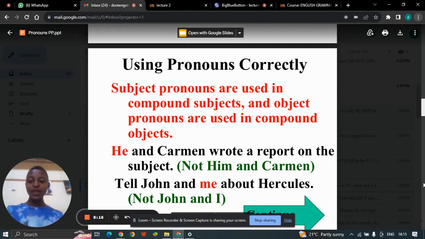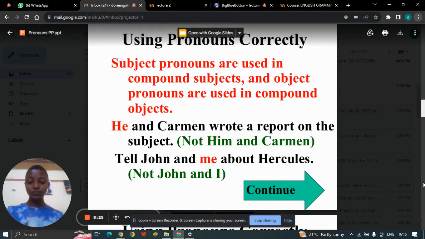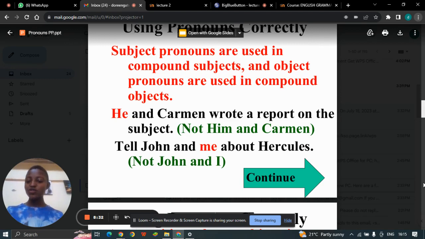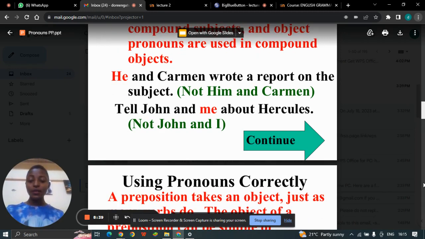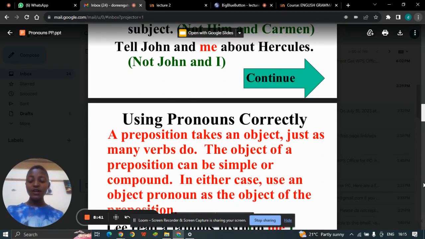For example, he and Carmen wrote a report on the subject. So not him and Carmen. Tell John and me about Icarus. So not John and I. The object. Tell John and who? A preposition takes an object, just as many verbs do.